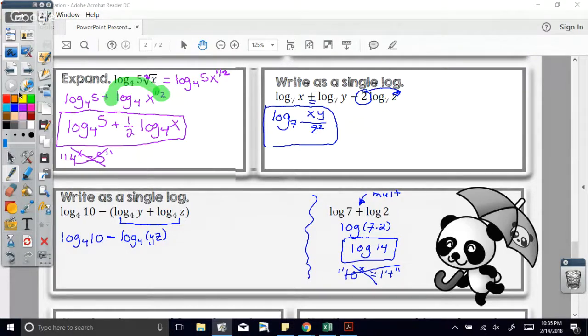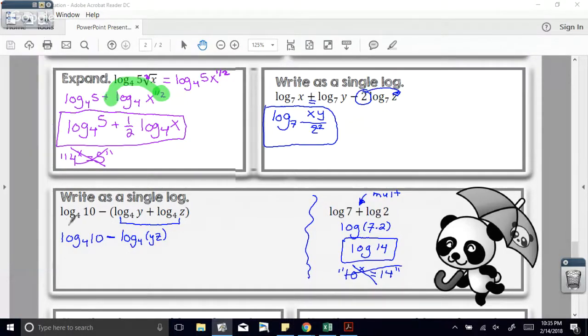Phase 2 of this problem is now to merge the subtraction. We said to merge the subtraction, we are going to divide. So this becomes log base 4 of 10 divided by yz. And we are now done.